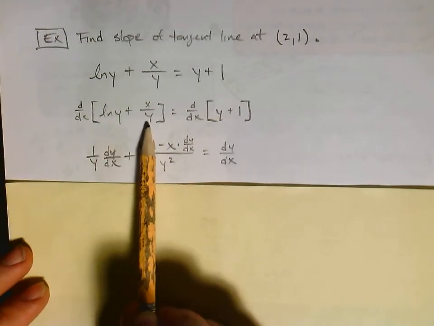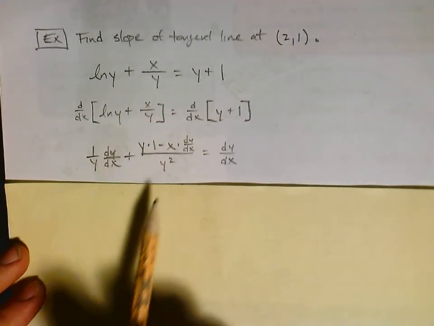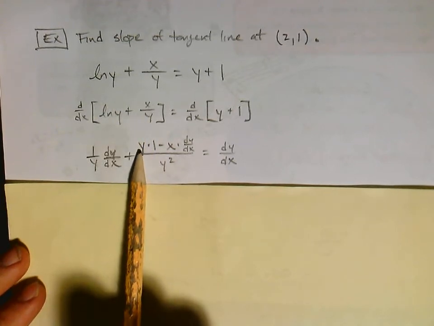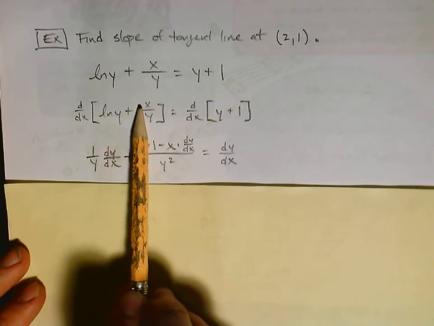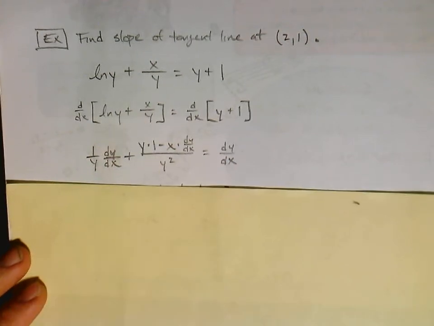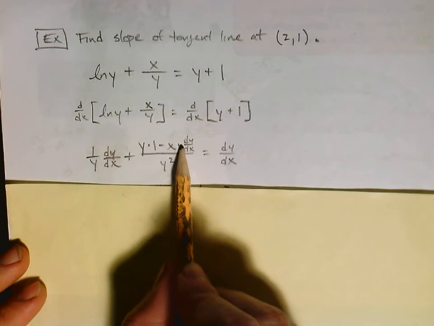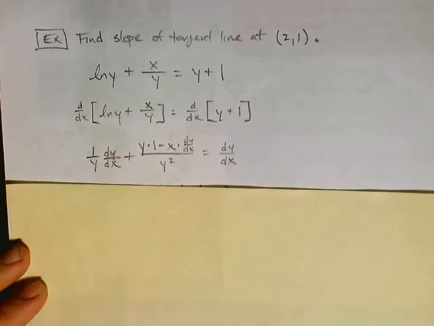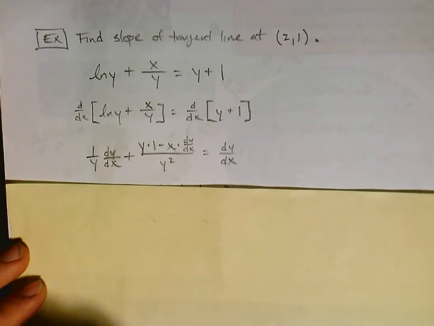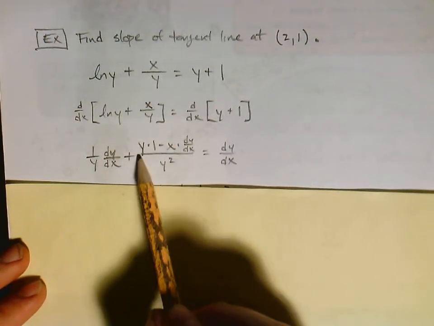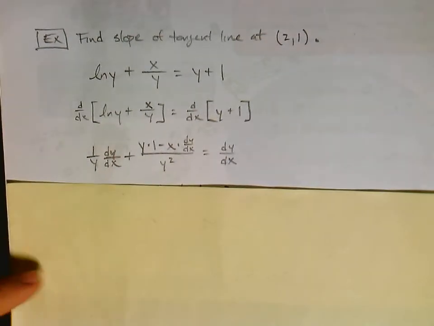Then we add and we move on to the fraction. That's a quotient rule. So let's talk through the quotient rule here. Quotient rule is low, which is y, times d high. Well, derivative of high in this case is just 1. Derivative of x. Okay, so low d high minus high, which is x, times d low. Well, the derivative of y, dy over dx. Low d high minus high d low all over the low squared, y squared. There's your quotient rule.